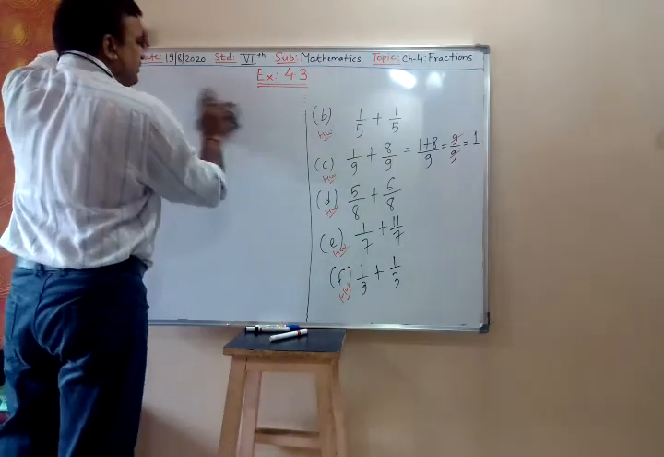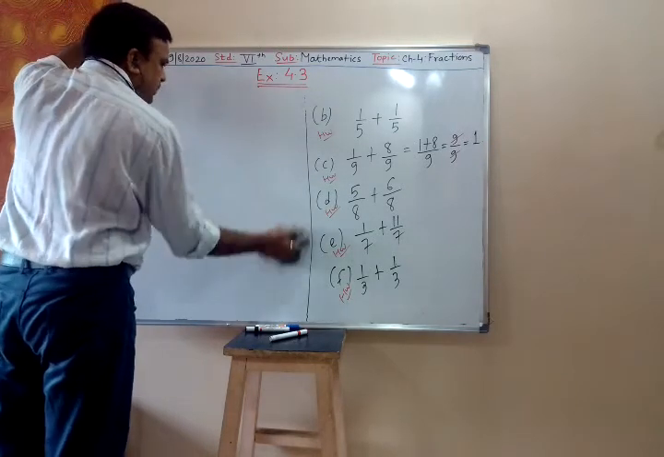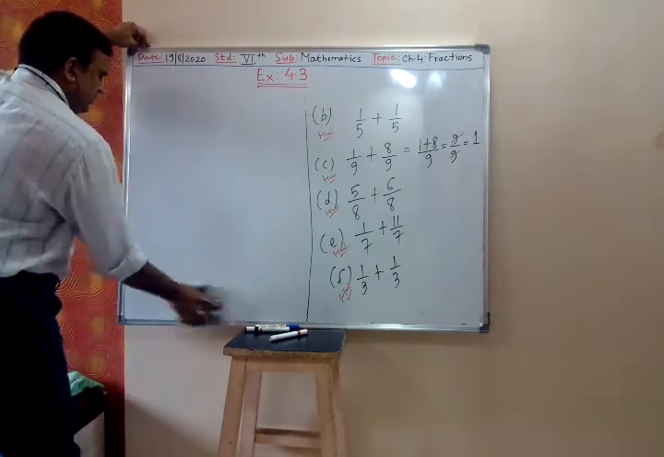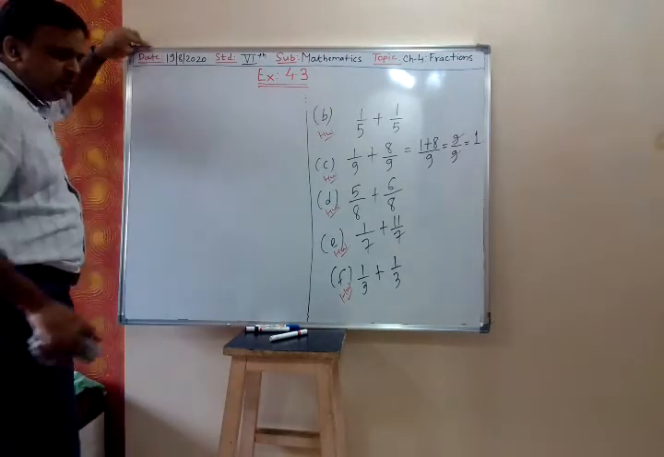The denominator is the same, 3. So 1 upon 3 plus 1 upon 3 is 2 upon 3. 1 plus 1 is 2. The answer is 2 upon 3.